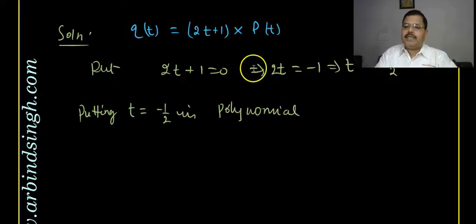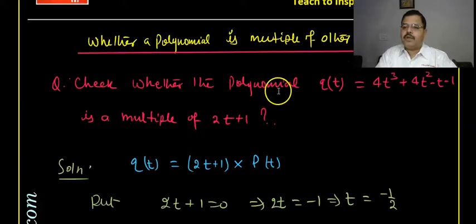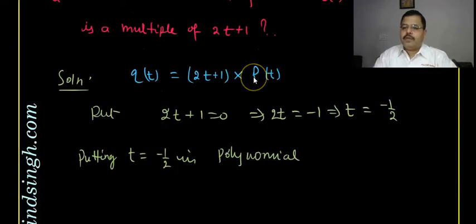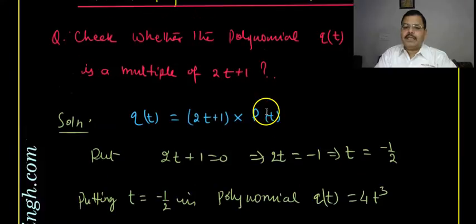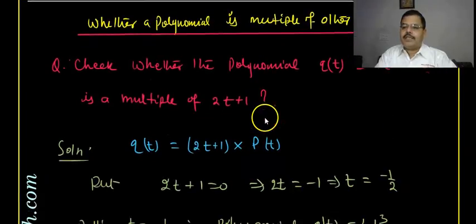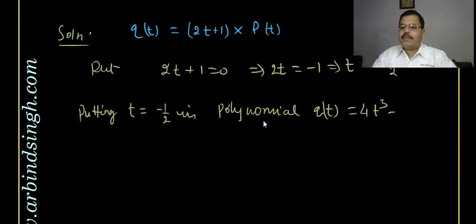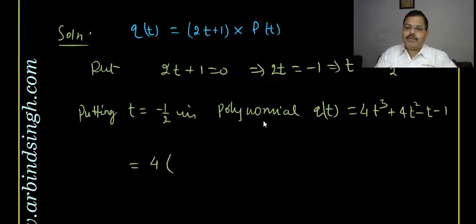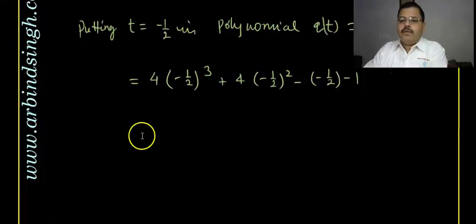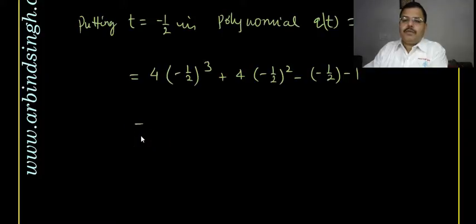The polynomial q(t) is equal to 4t cube plus 4t square minus t minus 1. What will happen when t is equal to minus 1 by 2? We have 4 into minus 1 by 2 whole cube plus 4 into minus 1 by 2 whole square minus of minus 1 by 2 minus 1.